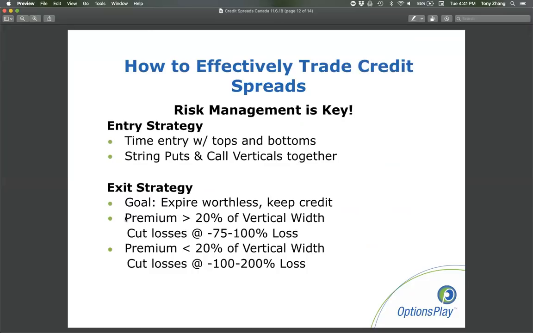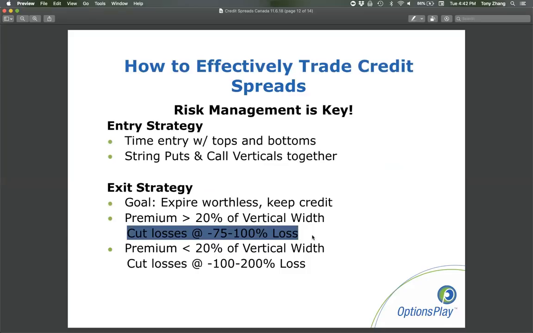Now, when should you consider cutting your losses on a credit spread? That's really where it depends on what type of credit spread you're selling. So we talked about that we want to collect roughly a third of the width of the credit spread. So if the premium you're collecting is greater than 20% of the vertical width, then you want to cut your losses when you've reached anywhere from 75 to 100% loss on the credit spread. That's usually a good rule of thumb of when to cut your losses on a credit spread.